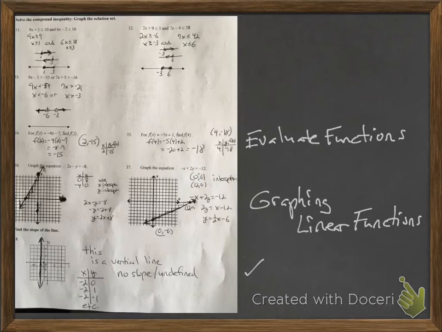31 through 38. We have graphing linear functions, and we also have inequalities here. Simple substitution again when we evaluate functions. Be sure to study and remember that vertical lines have no slope. We would say that would be undefined.